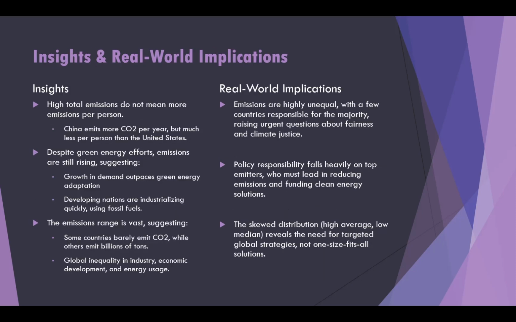High total emissions don't always mean high per person emissions. For example, the US emits more per person than China. The wide emissions range shows major disparities, meaning a few countries drive most emissions, and tackling climate change will require customized, not one-size-fits-all, global solutions.